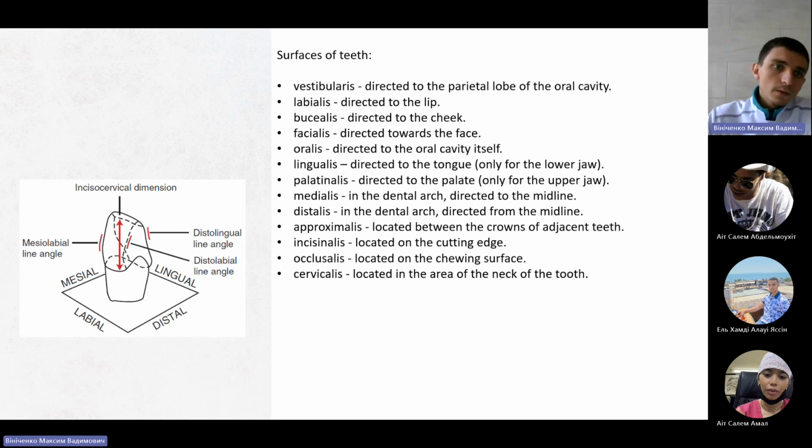So on this picture, we could see labial, mesial, lingual, and distal. Here is the lower central incisor, for example, or second incisor. So this surface is labial, lingual as it is located on the lower jaw, mesial, and distal. So here is the mesiolabial line angle, the distolabial line angle, the distolingual line angle, and the incisor cervical dimension. And here is the incisalis.